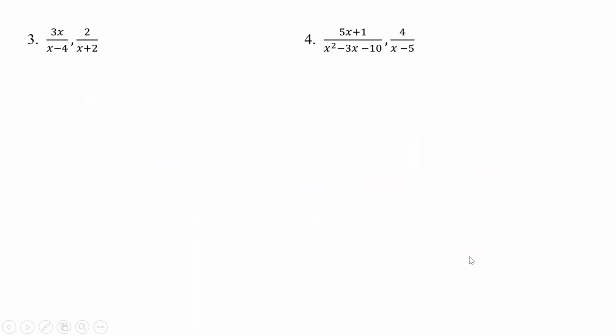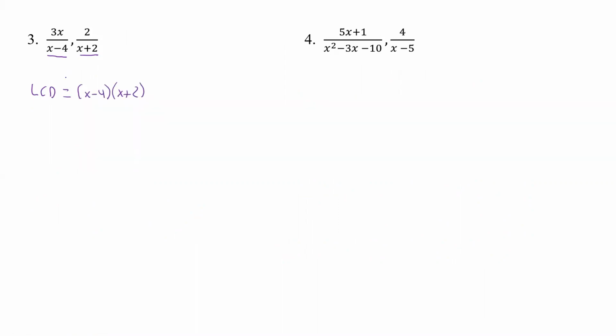All right, looking at this first one here, really all we have is x minus 4 in one, x plus 2 in the other. We can't do anything with those as far as factoring. So our LCD is just the x minus 4 times the x plus 2.